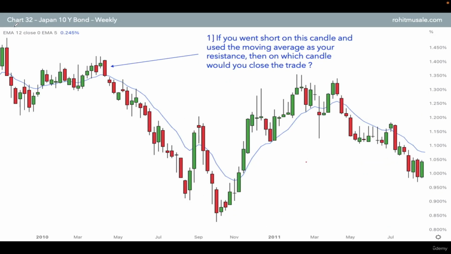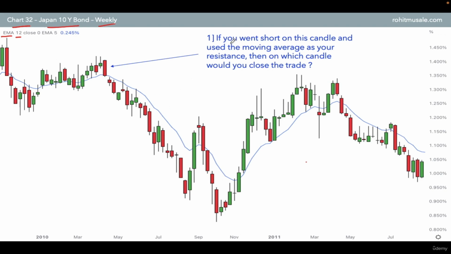So this is chart number 32. This is the Japanese 10-year bond yield, and this is a weekly time frame chart. So as you can see, the blue line, I have drawn an exponential moving average. This is a 12-period exponential moving average.